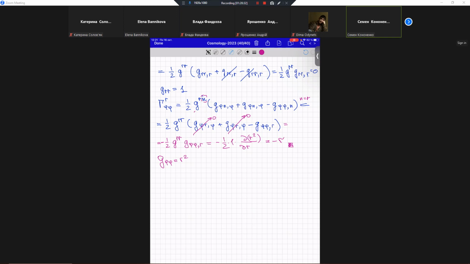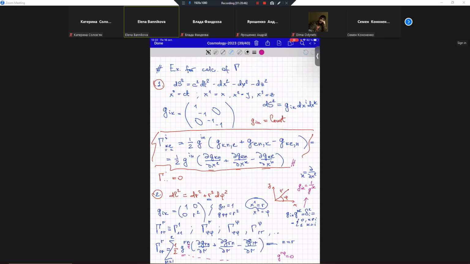I'm sorry, can I ask one short question? Of course. Can you show the expression for the Christoffel symbol, but in terms of partial derivatives? This one.